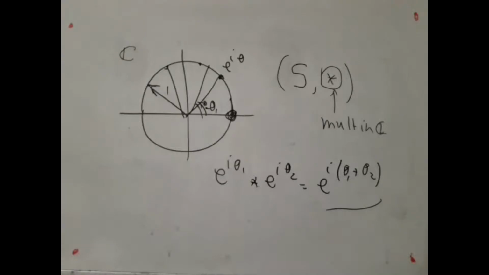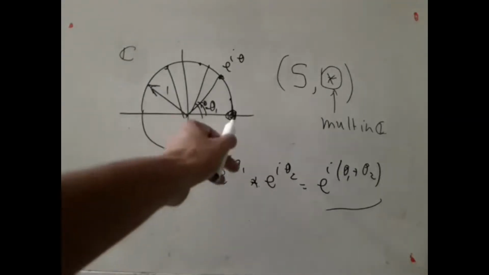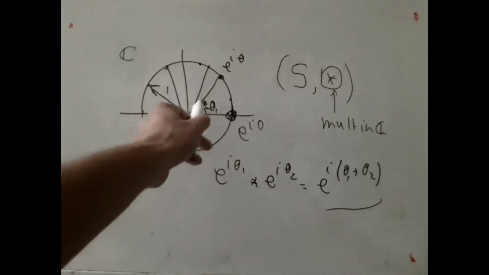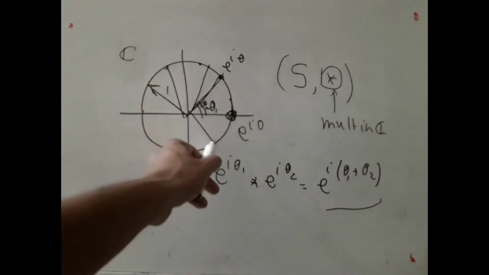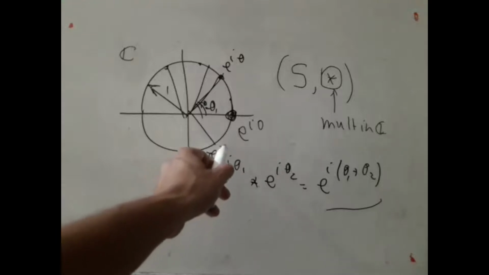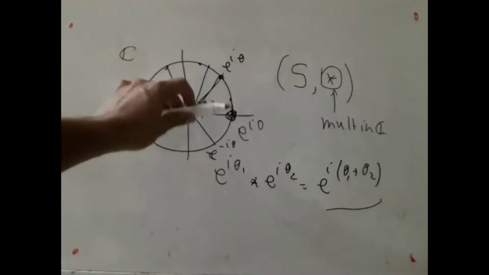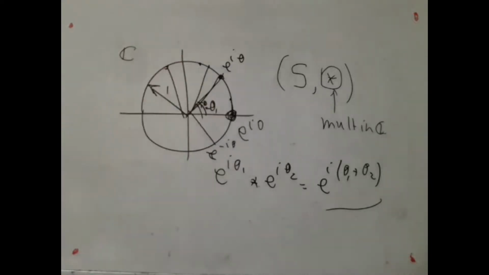And inverse is not very difficult to see. The identity element is 1, which is e to the power i 0. So if you take any e to the power i theta, consider the corresponding e to the power minus i theta. Multiply them, then theta and minus theta will cancel and you will end up with just e to the power i 0, which is 1. So it is actually a group. Not only that, we know that multiplication in C is commutative, so it is an abelian group.